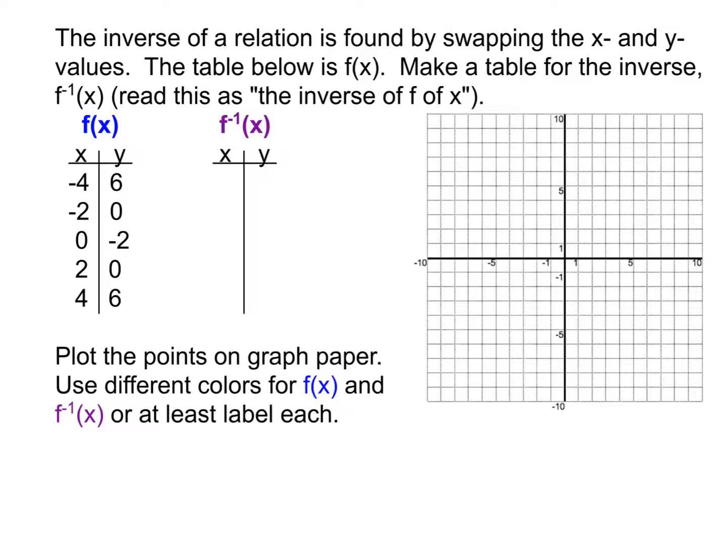Now, we are going to need to actually make this table. Well, the whole idea of the inverse, remember, is swapping the x and y values. So if I'm going to make a table of the inverse, I'm going to take each of the values in the original table over here, and I'm going to swap the x and the y's. So my first point in my inverse table is going to be 6, negative 4, because I'm swapping the x and y coordinates. Straightforward, I hope. Go ahead and finish making that table.